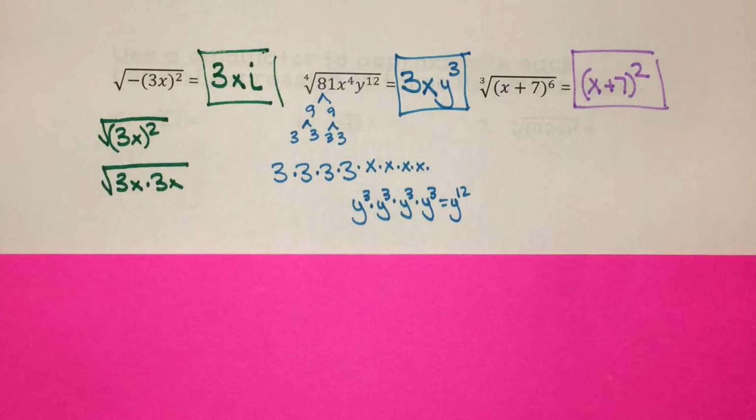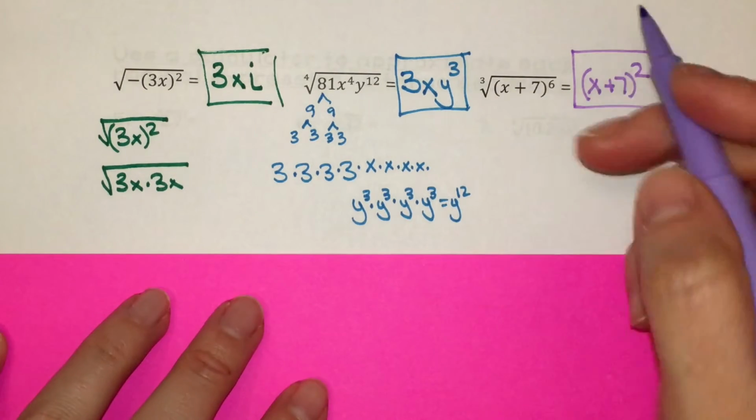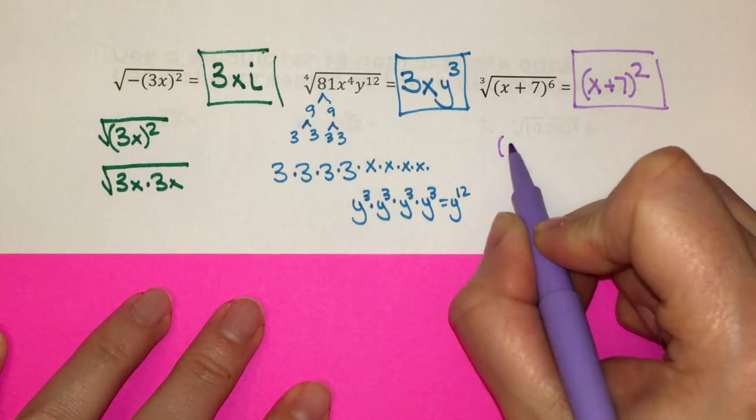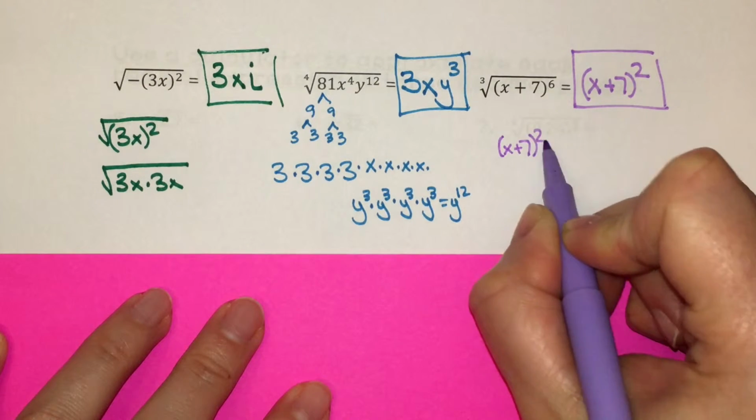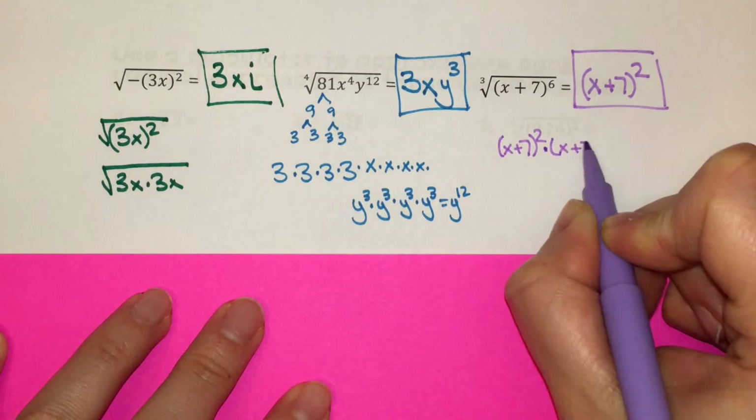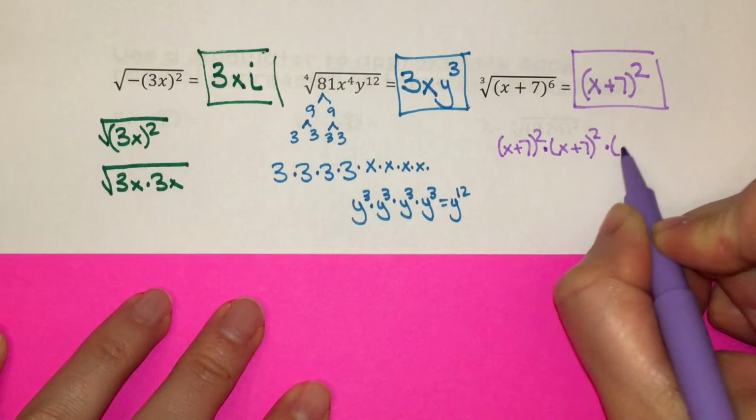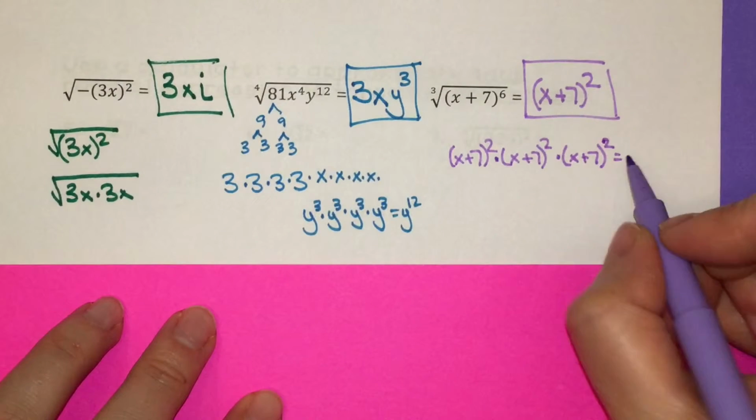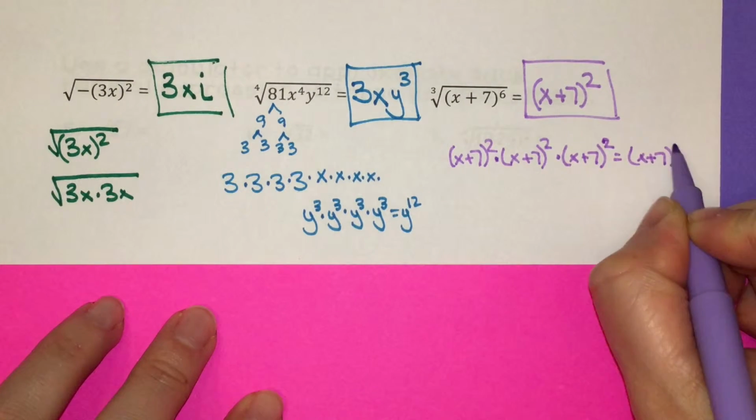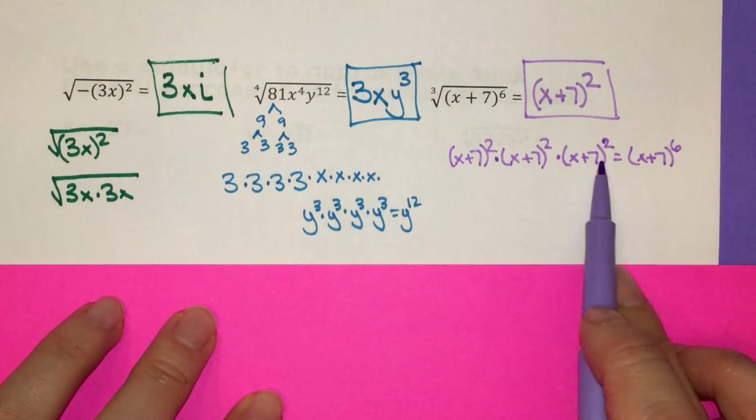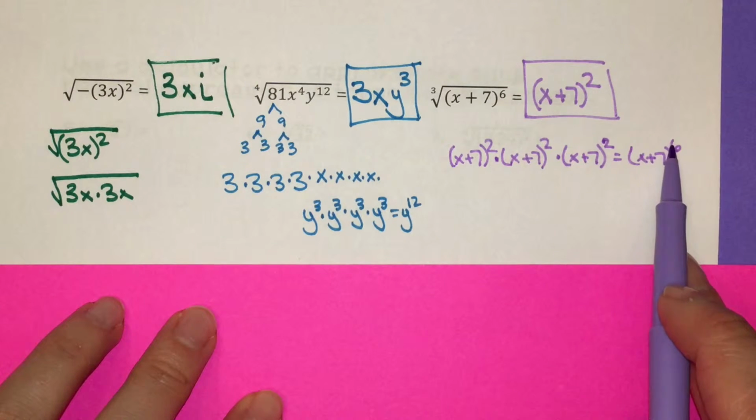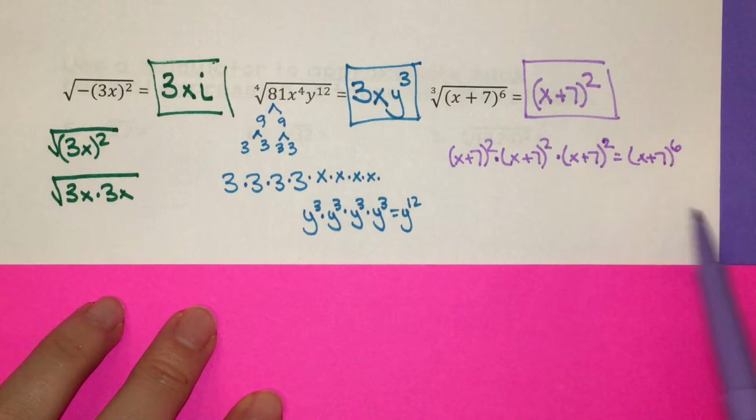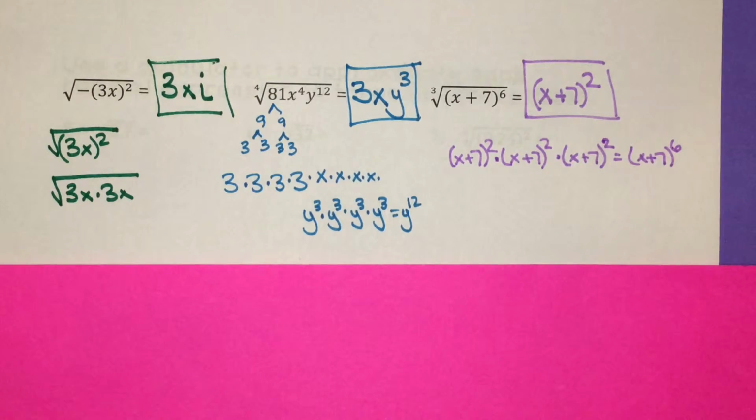The way that I know that works is if I double check myself: x plus 7 squared times itself 3 times is equal to x plus 7 to the power of 6. Because remember, when you multiply bases, you just add the exponents together. Okay, so that's how you know it does work. You can always go back and double check.